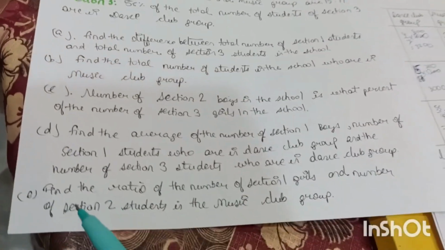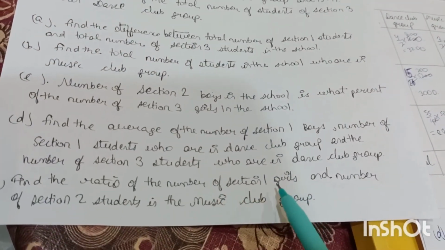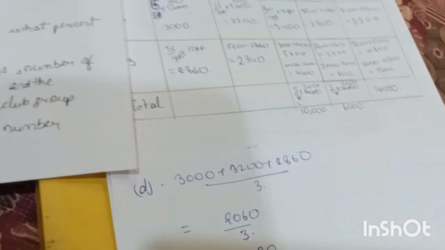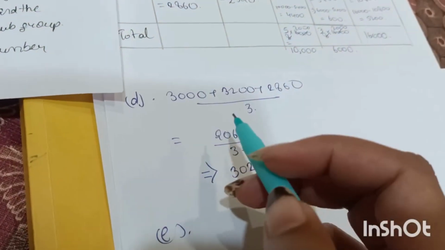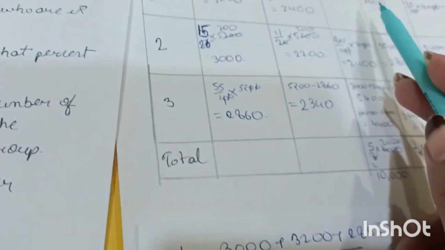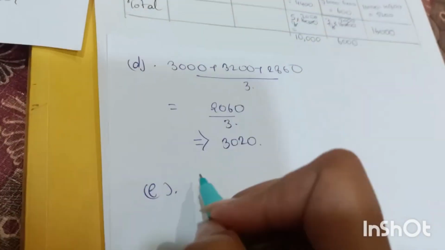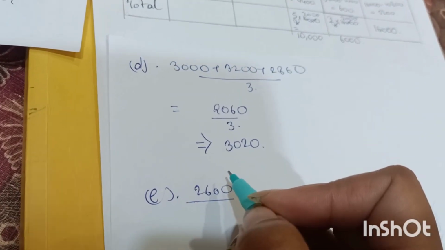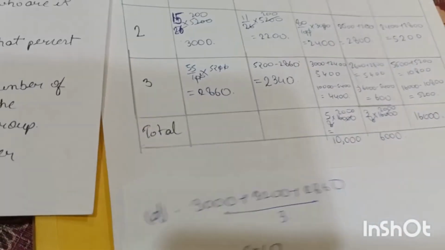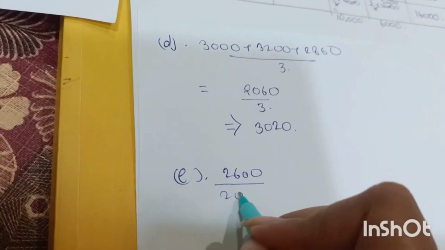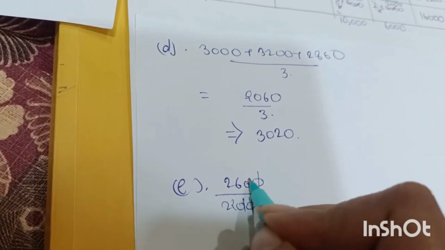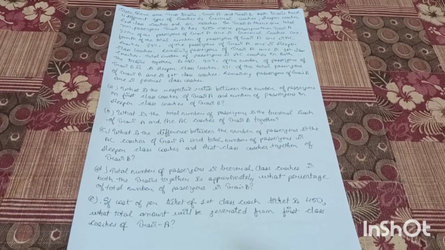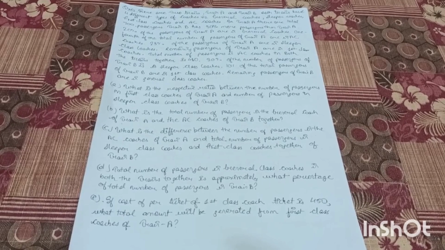So now for E, you have to find the ratio of girls in section 1 and students in music group in section 2. So girls in section 1 is 2600, and music club group in section 2, 2200. So when you will cancel it, you will get the value as 13 upon 11. So the next question is on your screen. You may solve it out.